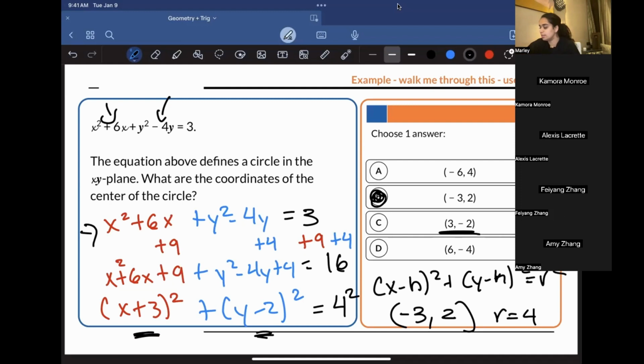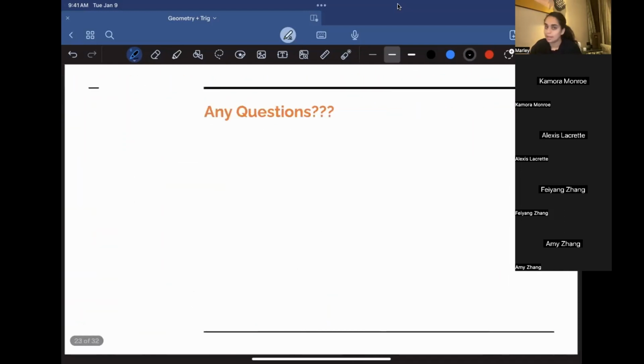Yeah. And then 6 and 4 are trick answer choices because those are the coefficients here, and they're just hoping that you might not know how to complete the square, and that's why you picked that. Okay, any questions?